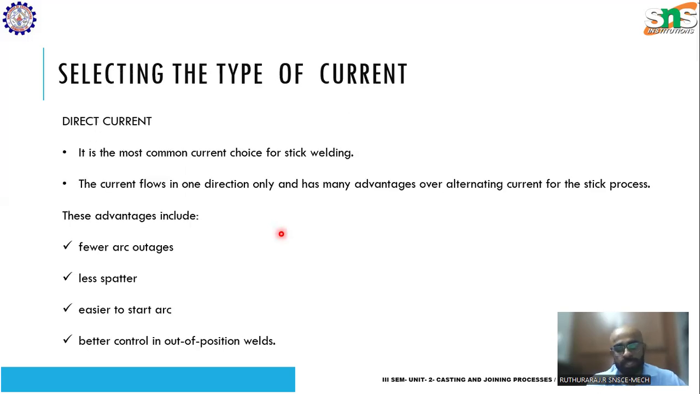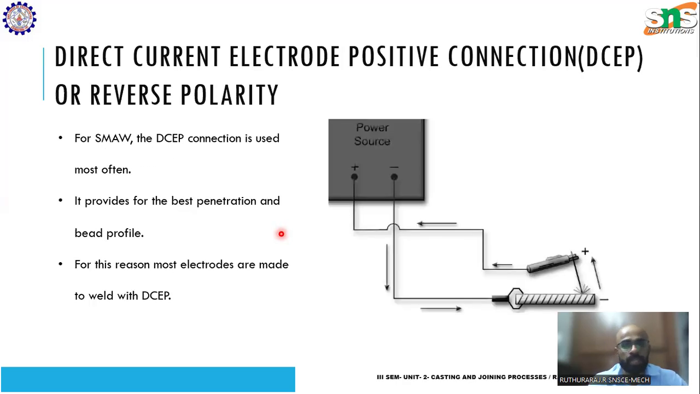There are two types of currents used in the arc welding process. One is alternating current, another one is direct current. Based on the type of application we are using for welding, it may vary. If you need less splatter of material and better control, then you can go for direct current. Two types of direct current applications are available. One is straight polarity, another one is reverse polarity.